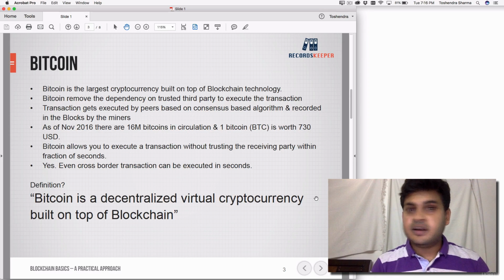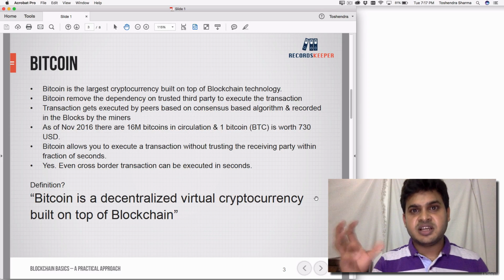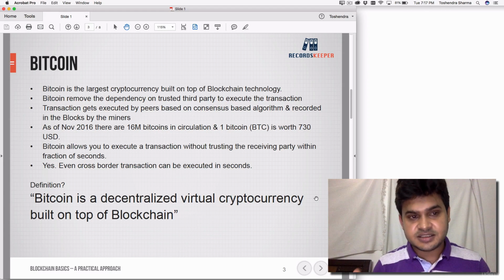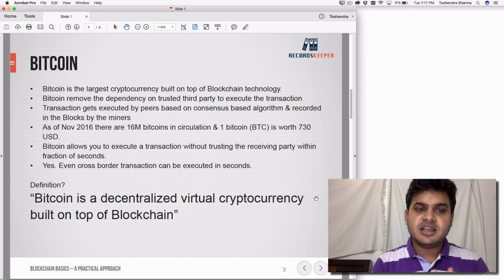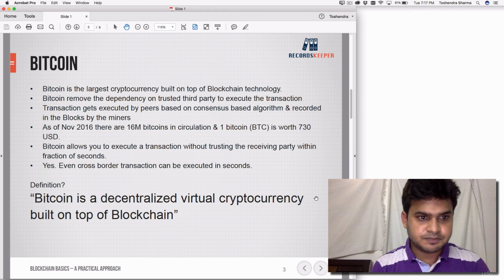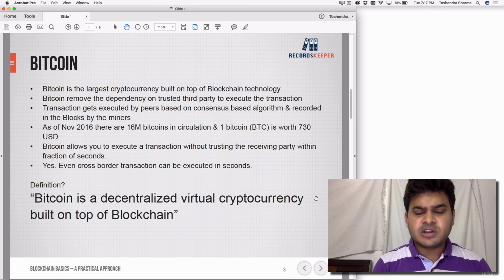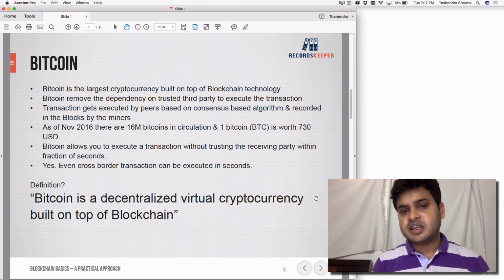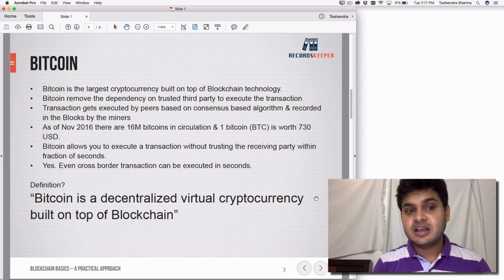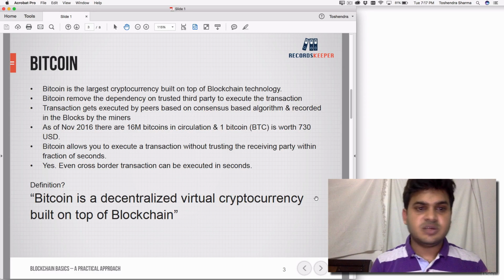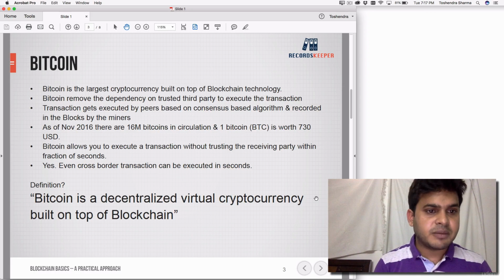Similarly, the internet is not Google and Google is not the internet. Facebook is not the internet either; Facebook is built on top of the internet. That is true. Similarly, the blockchain and Bitcoin relation is true: Bitcoin is built on top of the blockchain. Bitcoin also removed the dependency on a trusted third party to execute the transaction. That was the nature of the blockchain. That's why it is generally considered a currency which removed the trusted third party requirement.